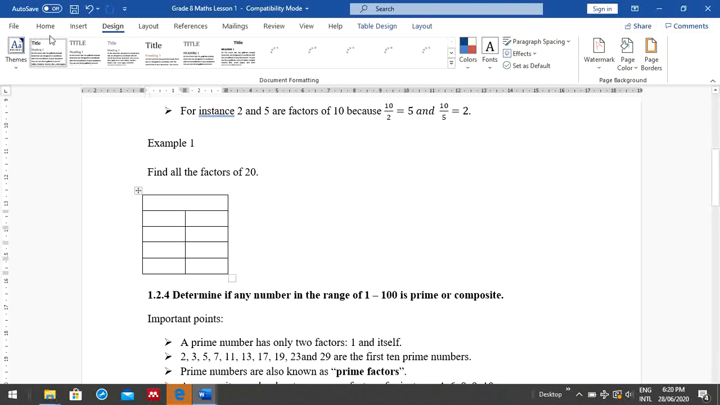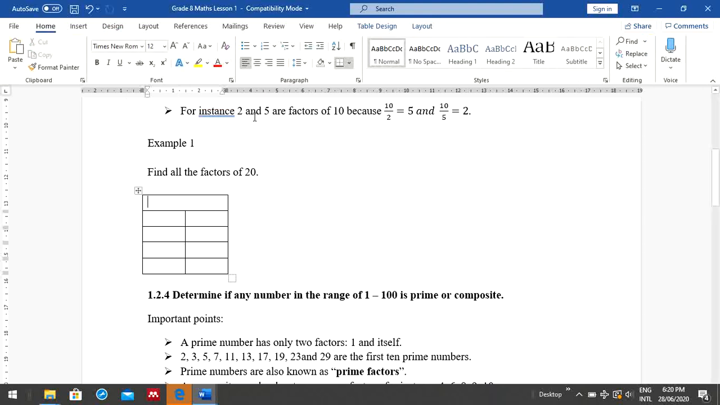Okay, and then let's quickly go back home. On tab, then I put 20 here. All right. So the smallest factor for all the numbers is always 1. So you say 1 goes into 20 20 times. Then you move on to the next smallest number, which will be 2. Can 2 go into 20? Yes. How many times? It will go in 10 times.